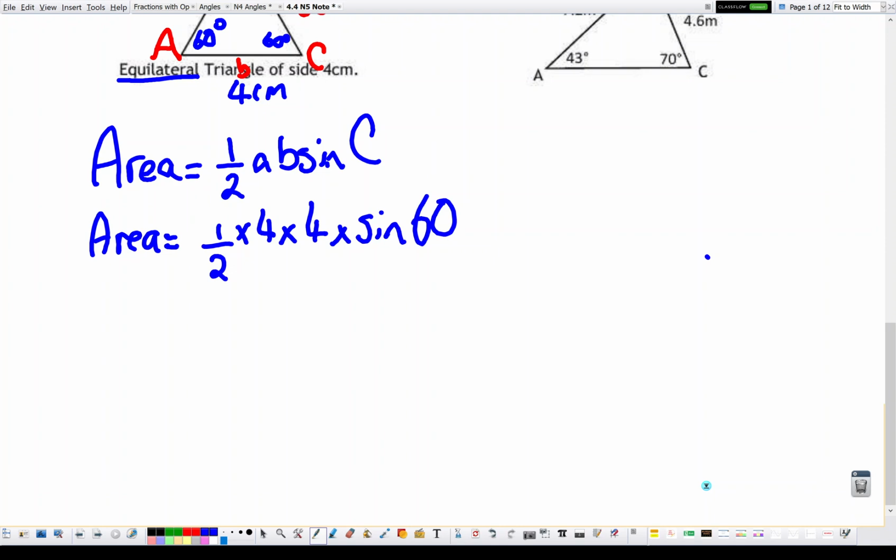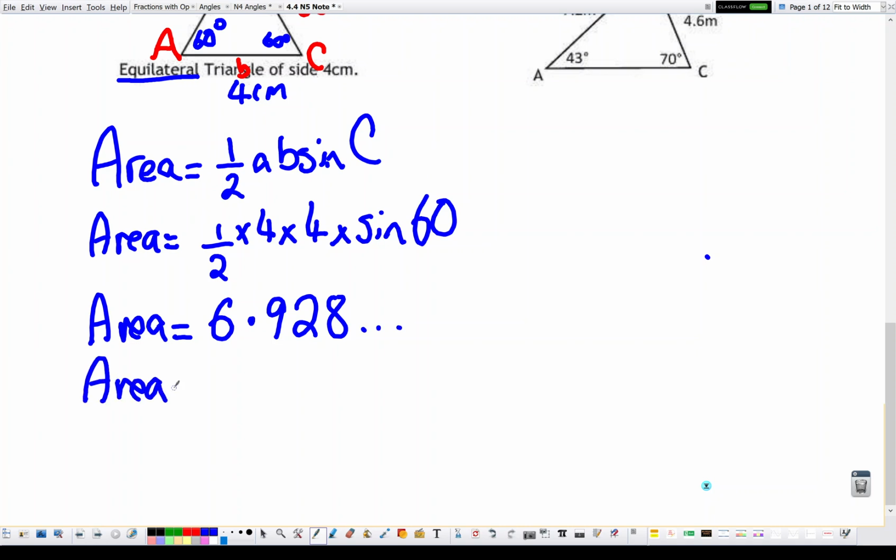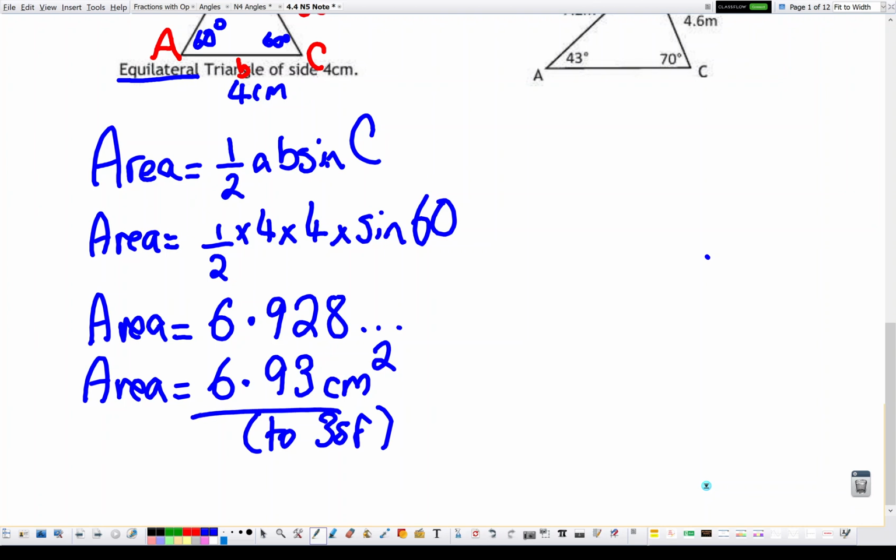My calculator gives me an exact answer, but I want to change that to a decimal. The area was giving me 4 root 3, which I changed to a decimal, and it gave me 6.928. That's gone on for a while, so let's just round that to 3 significant figures, so it's 6.93 centimetres squared. That's to 3 significant figures. So, half AB sine C: A and B are the sides, C is the angle in between them.